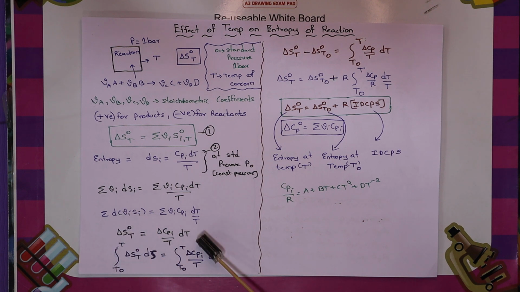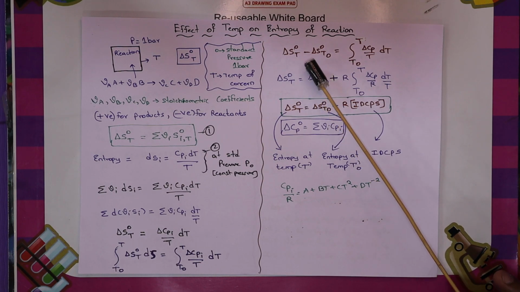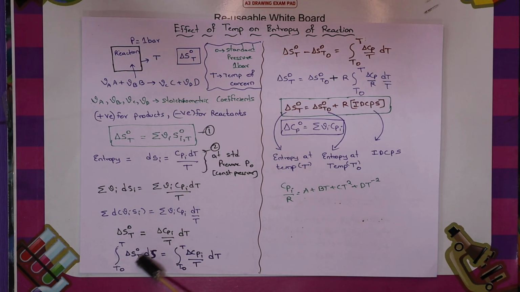If you apply integration from the initial temperature T0 to the final temperature T, the integration of this constant value is nothing but delta S at temperature T minus delta S at T0. Don't worry, the left hand side talks about the difference between the entropy at temperature T and temperature T0.